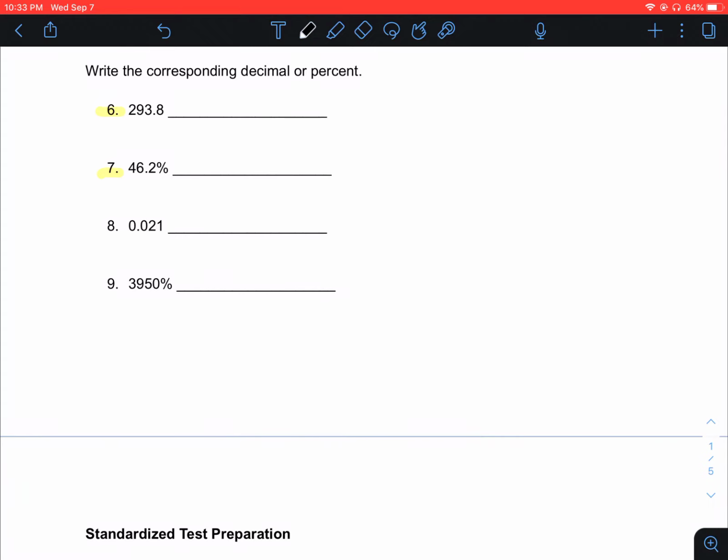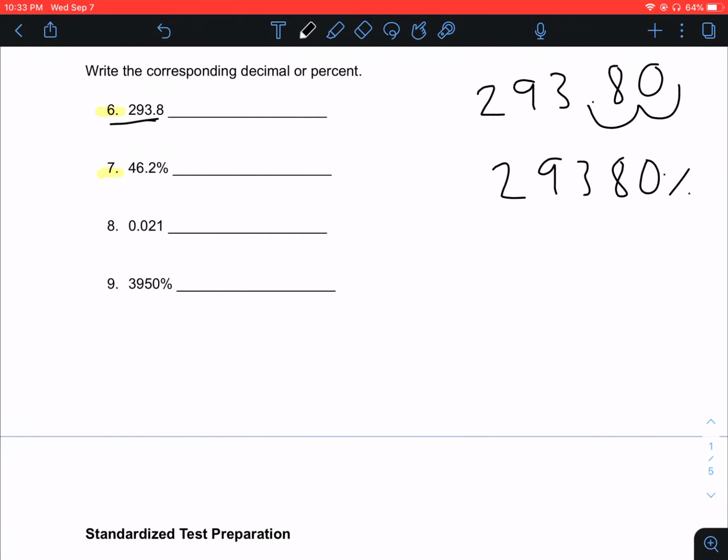Going on to number 6, write the corresponding decimal or percent. As you can see, this number is a decimal right now, so what we want to do is convert it into a percent. So you have the number 293.8. And then all you have to do is just move the decimal places, 1, 2. 29380%.